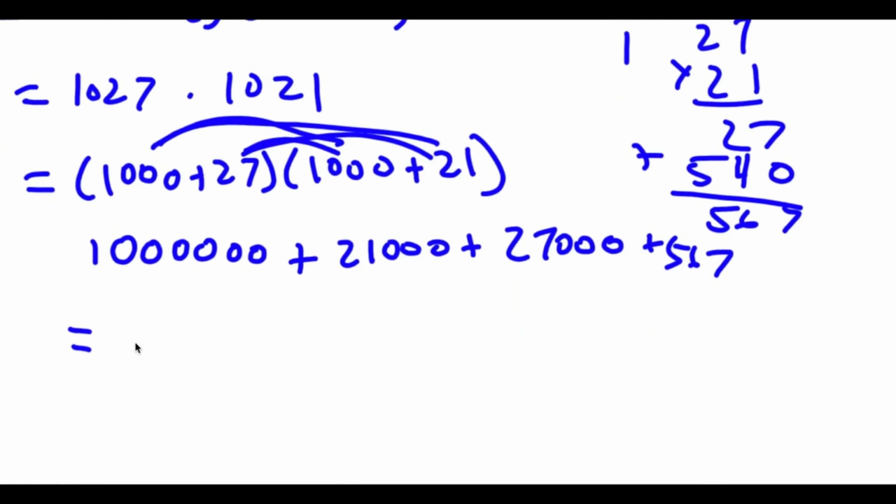So now this is going to be equal to 1,021,000 plus 27,000 is 1,048,000 and 567.